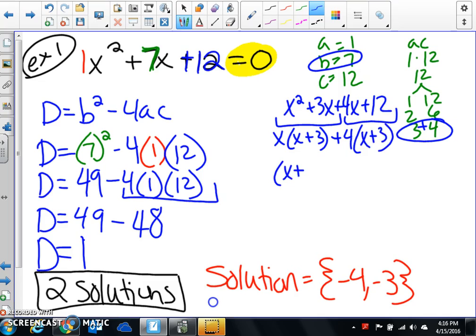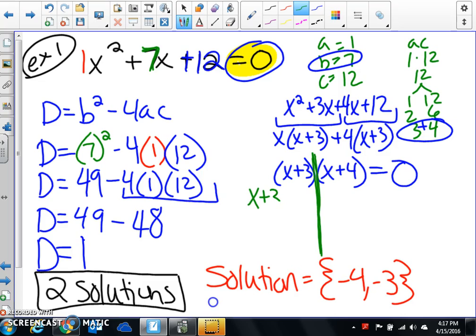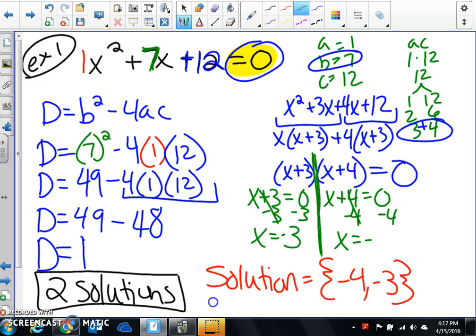My x plus 3s are identical. I have an x plus 4. And then remember, this is all equal to 0. At this point, we're going to use the zero product property, and we're going to build our Great Wall of China. So I put my wall in between those two binomials. So now x plus 3 equals 0, x plus 4 equals 0. Subtract 3 over, x equals negative 3. Subtract 4 over, x equals negative 4. And looky, looky, it's the same thing, negative 4, negative 3.